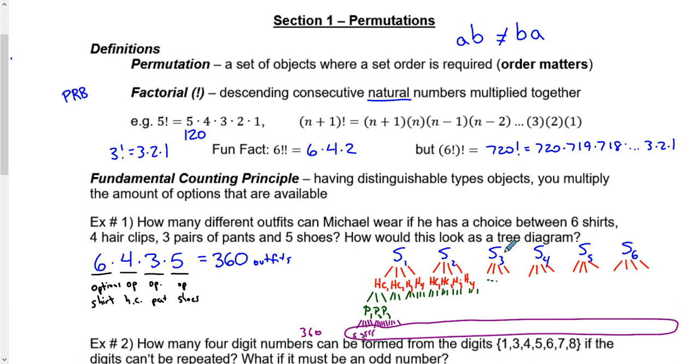Because as soon as you pick shirt 2 or shirt 3, you get to choose hair clip 4, and then pant number 1, and then the second pair of shoes. That's one option, but there's a whole bunch of them. And that's what this fundamental counting principle is. We're just multiplying the options. This is what the tree diagram would look like. If I were to ask you to do a tree diagram, it would be one that would be much less convoluted.